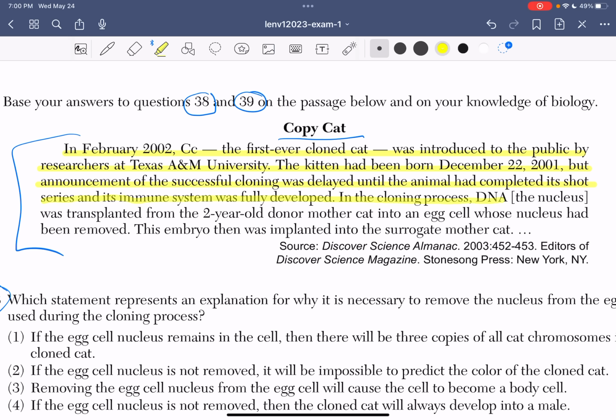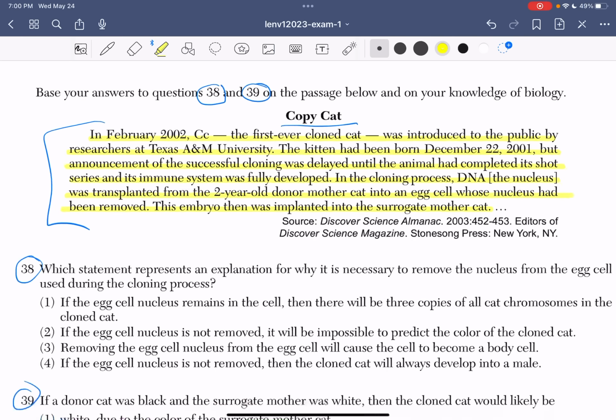In the cloning process, DNA from the nucleus was transplanted from the 2-year-old donor mother cat into an egg cell whose nucleus had been removed. This embryo was then implanted into the surrogate mother cat. Okay, we know that story.